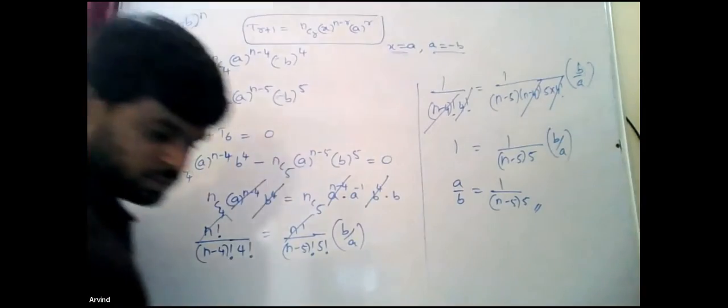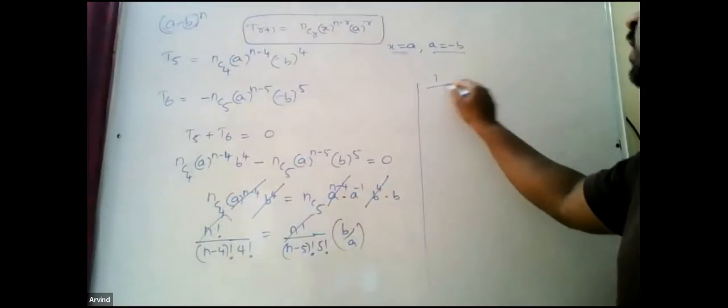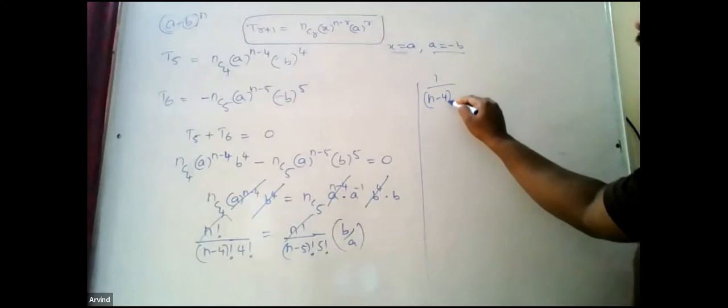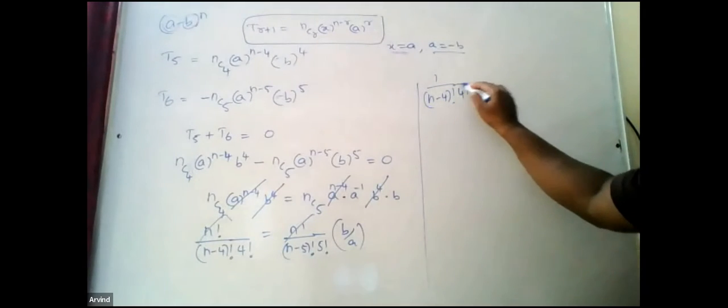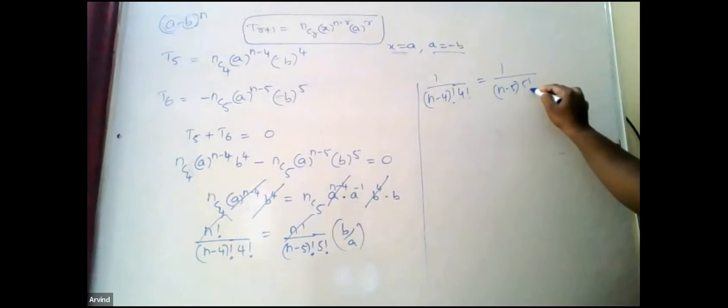Okay, I'm sorry, I made a mistake while expanding. This would have become minus 1, right? It is not plus, I'm sorry. One mistake, even you guys didn't tell me. (n minus 4) factorial is equal to 1 divided by (n minus 5) into 5 factorial.